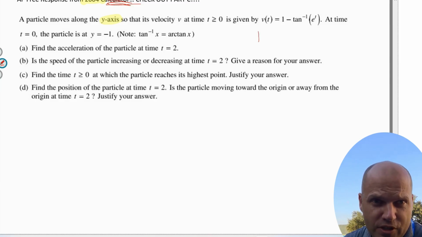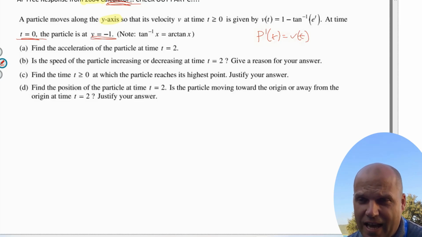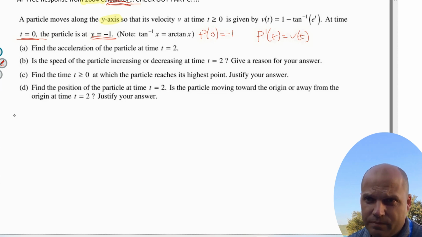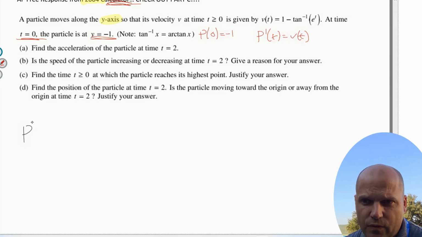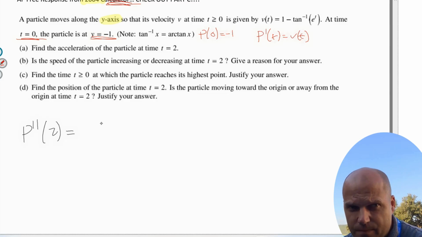First thing I'm doing is saying my derivative of my position is velocity. Next thing I'm doing is that my position at time 0 is -1. A lot of students will mess this up, but P of 0 is -1. And I'll say that's my position. My acceleration. Okay, so that's my derivative of my derivative. So that's P double prime at 2. I'm going to want to take the derivative of V.